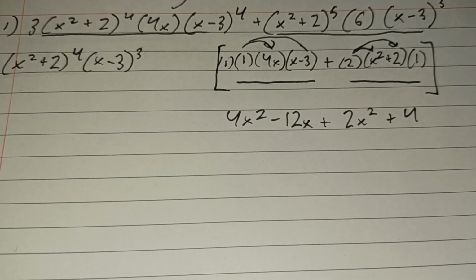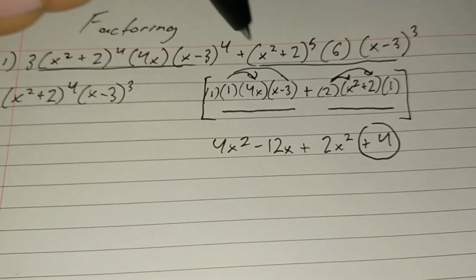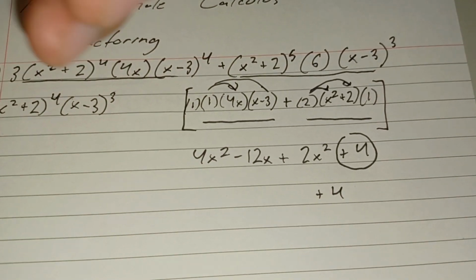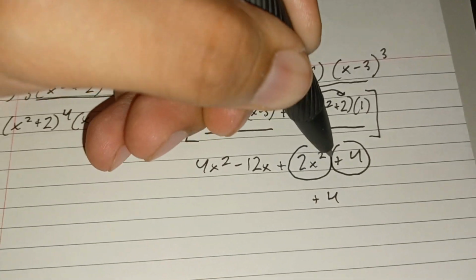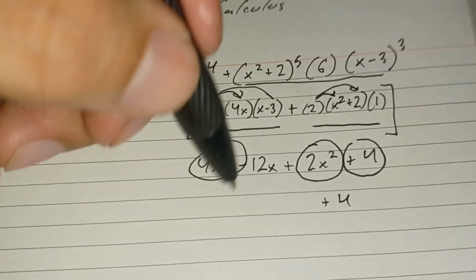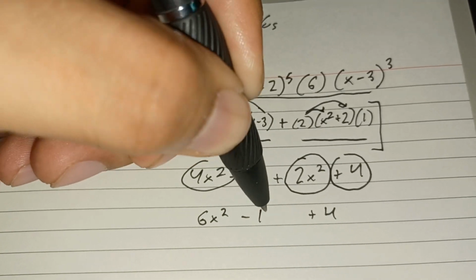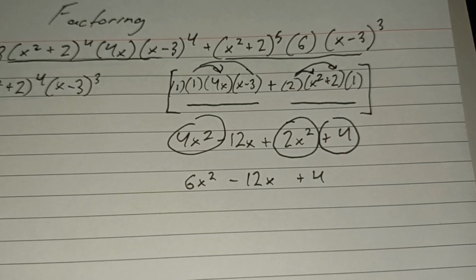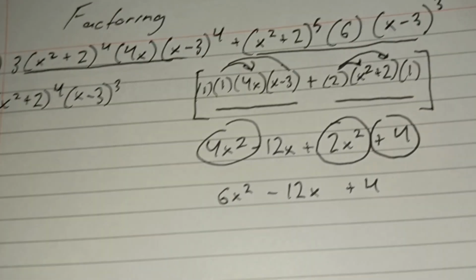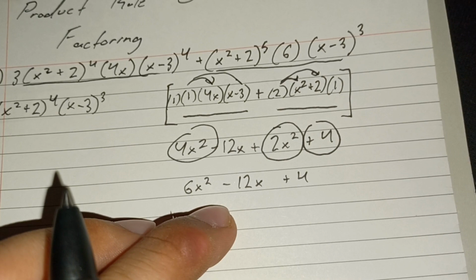We have a positive 4 here. Can we combine it with anything else? Doesn't look like it. So we have a positive 4. We have a 2x^2. We have a 4x^2. We can combine that to get 6x^2. And then we have a minus 12x in the middle. So that's how we combine like terms. But it looks like we can factor this one out even further if we want.